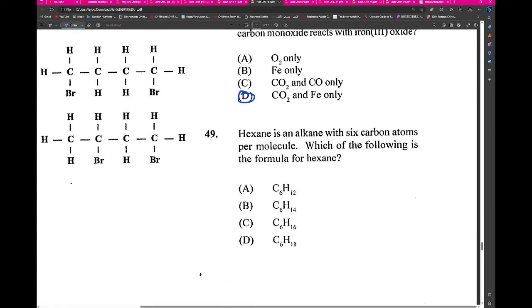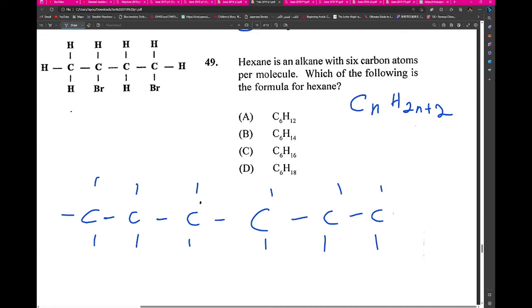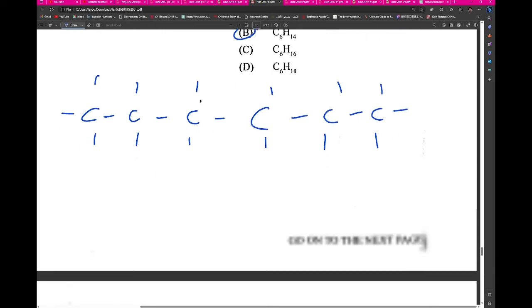Right? Hexene is an alkene with 6 carbons, right? So I think we could say CnH2n plus 2, right? So it's going to be 6, 12. Right, remember if we look at it 1, 2, 3, 4, 5, 6. 1, 2, 3, 4, 5, 6, 7, 8, 9, 10, 11, 12, 13, 14. Alright, so it's 2n plus 2, yes.